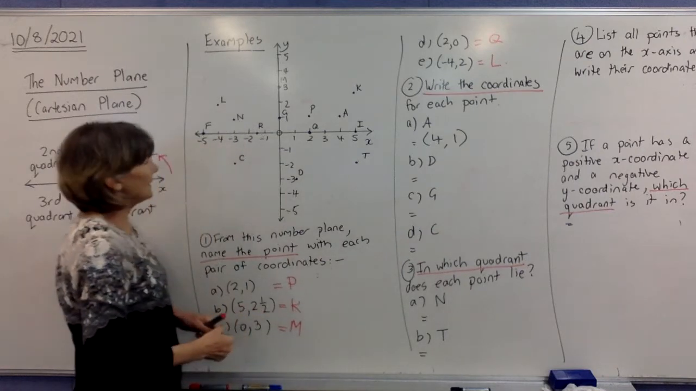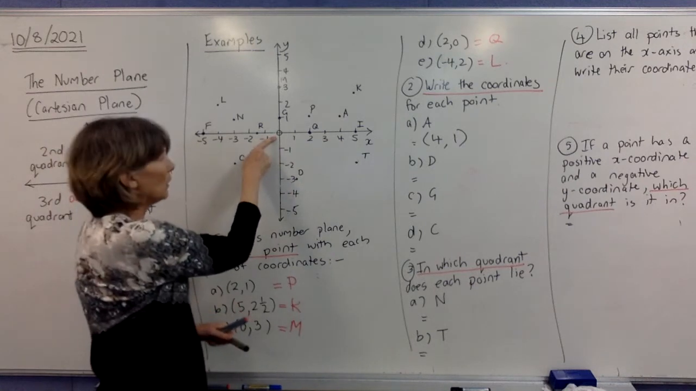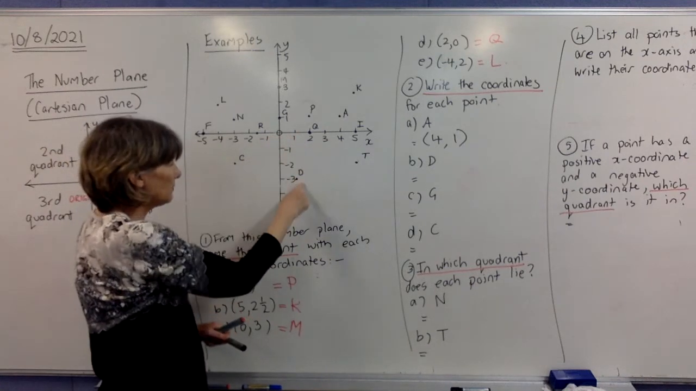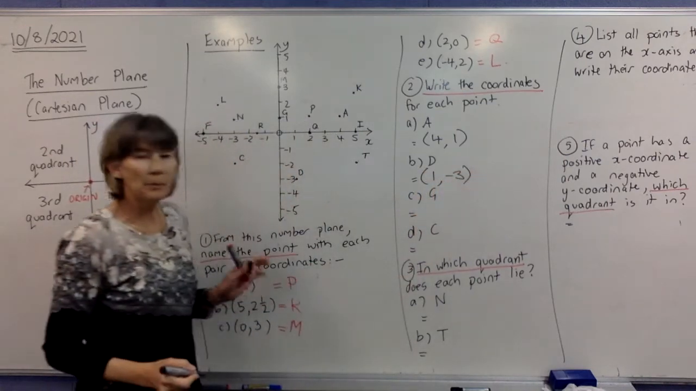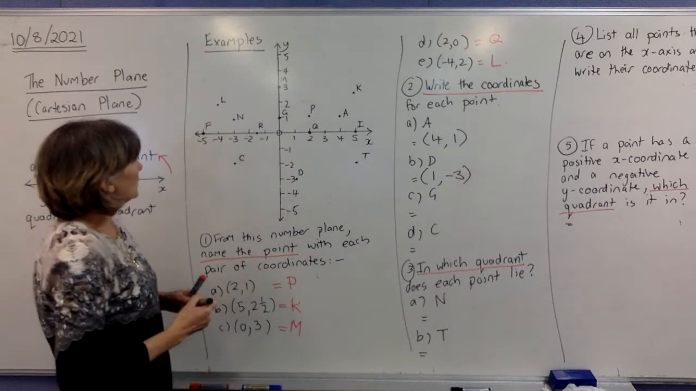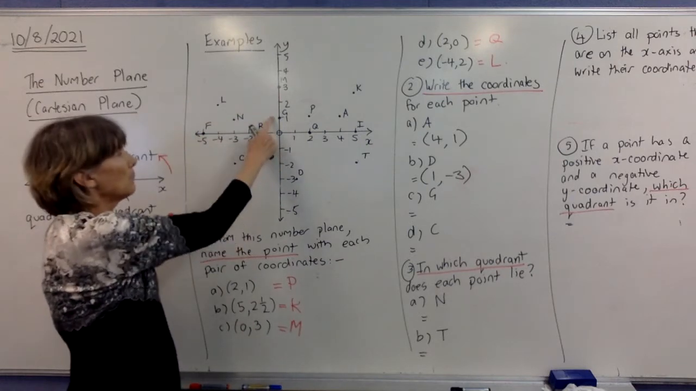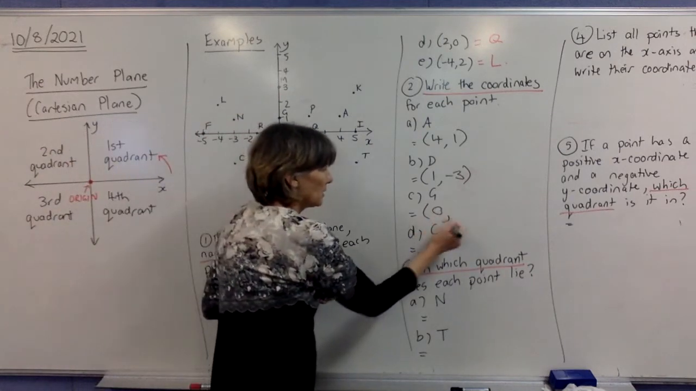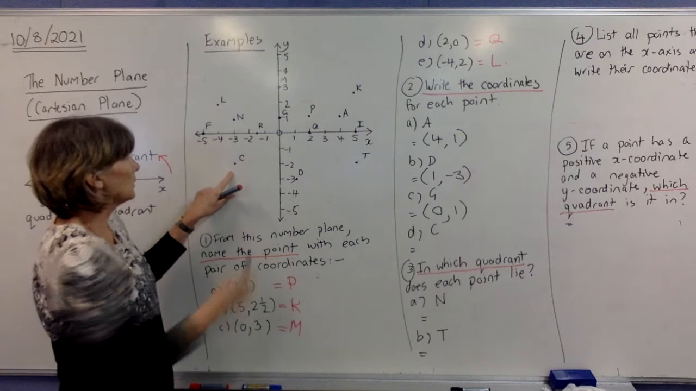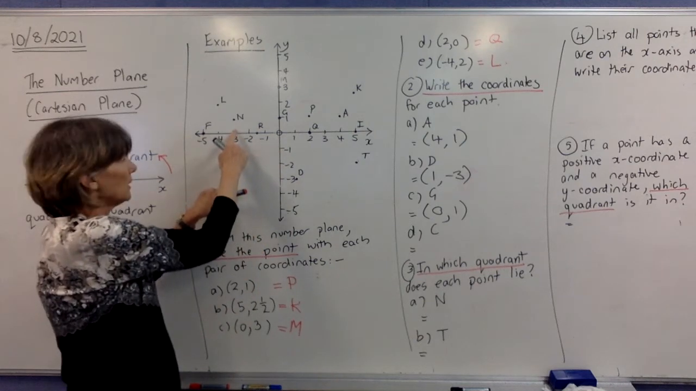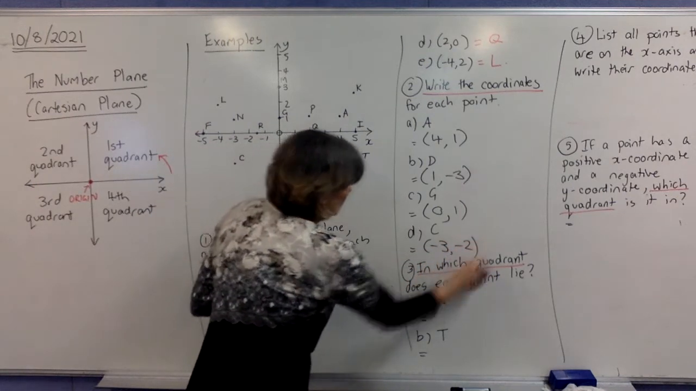All right, point D. There it is down there. So how do we get there? We start in the middle, the origin, go along 1, down minus 3. So that's what we write, 1, minus 3. Don't forget your brackets and your comma. G, where's G? There's G there. So we get there by going along nothing, then up 1. So make sure you put the nothing, the 0 first, and then the 1. C, there's point C. So we go along minus 3, down minus 2. So minus 3, minus 2.